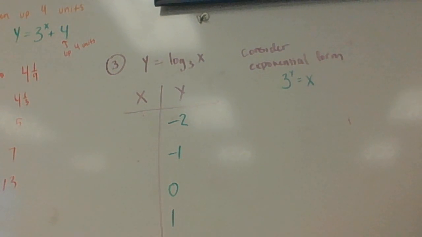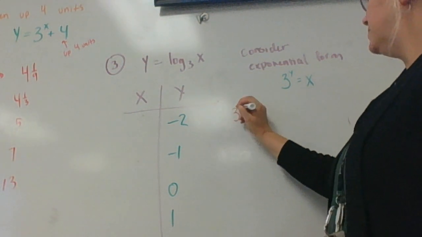Now, from here, you could plug in here negative 2, negative 1, 0, 1, 2, and then subtract 4 from each of these results, if you like that method better, but what I'm going to do is this is a horizontal translation right 4. So I'm going to use the transformation.